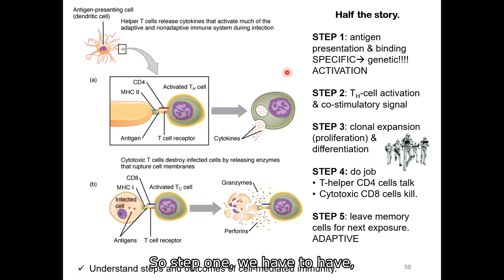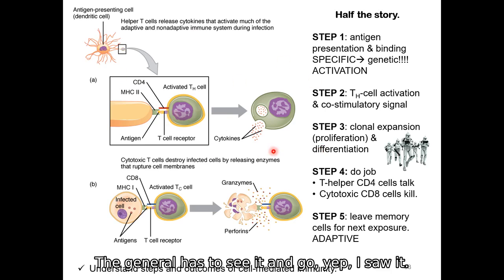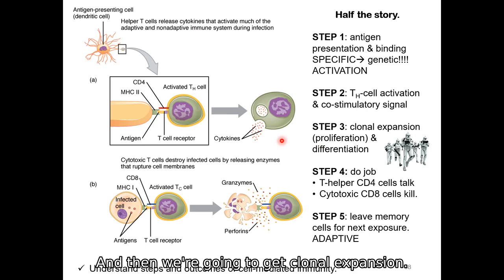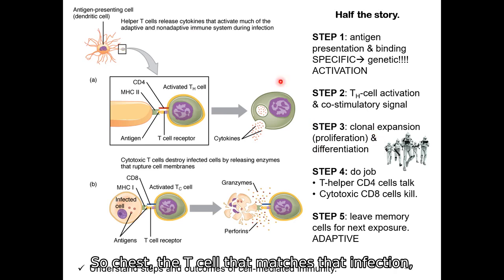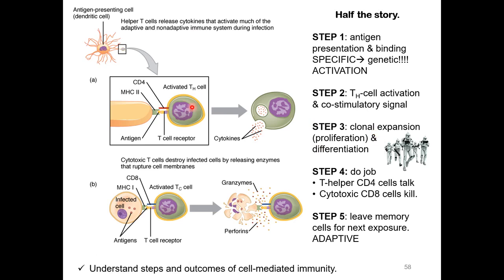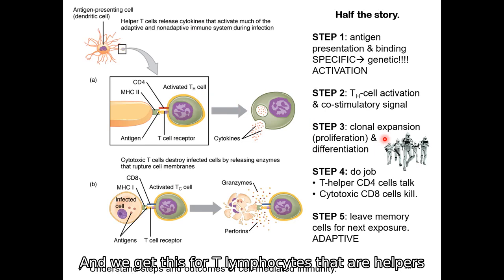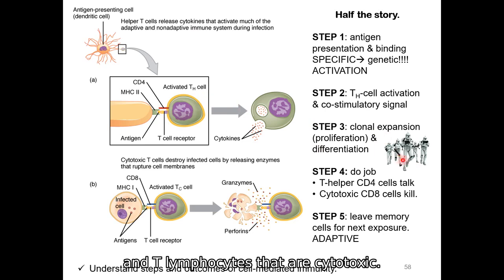So step 1, because we're talking T lymphocytes, they need antigen presentation. So dendritic cells, macrophages, B cells will present that antigen to the T cell. The general has to see it and go, yep, I saw it. And then we're going to get clonal expansion. So the T cell that matches that infection, that's the selection, is going to expand. So it's going to make a clone army. And we get this for T lymphocytes that are helpers and T lymphocytes that are cytotoxic.